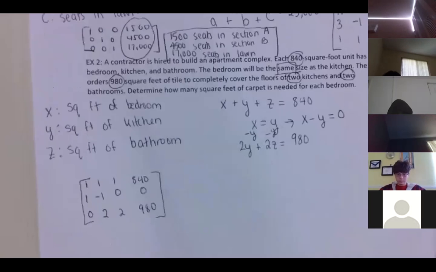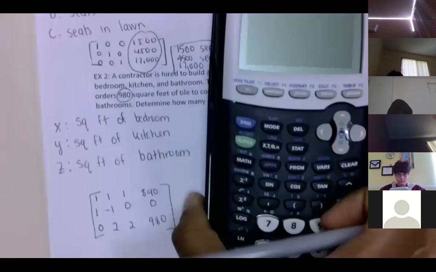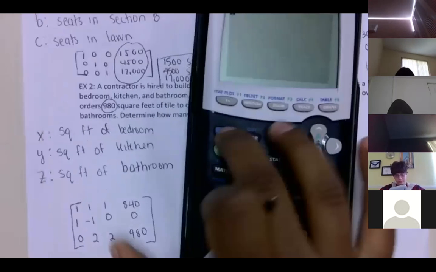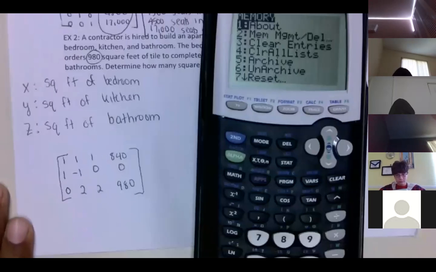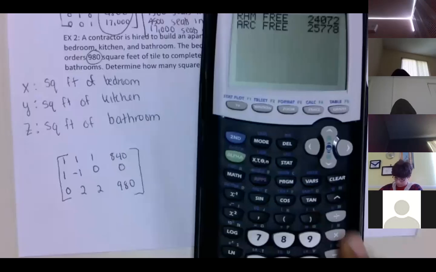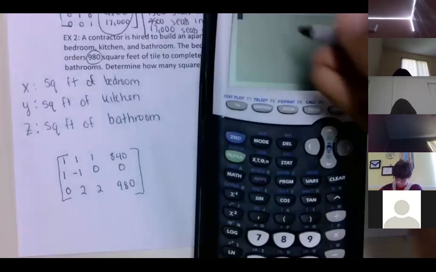Okay, so first thing we need to do is clear out our old matrix. So we're going to have to hit second, and then the plus sign, and then we go to number 2, then we go to number 5, and press delete, and that's going to clear that out for you. And then press clear, that will clear out your whole screen.